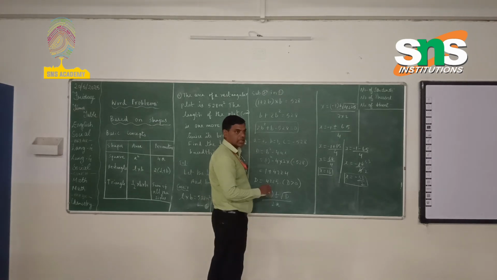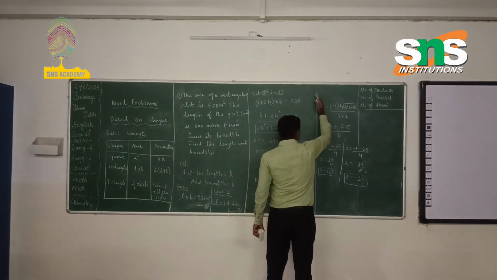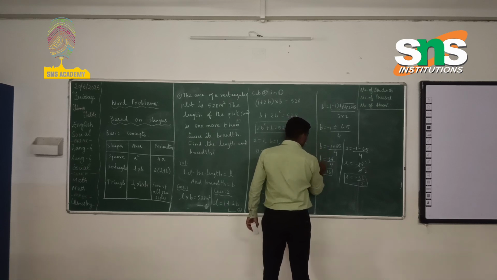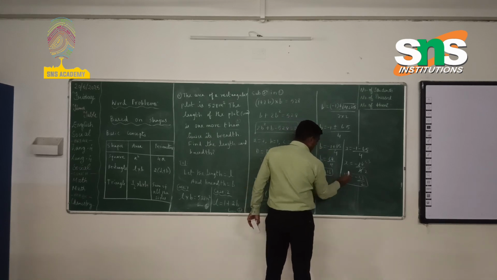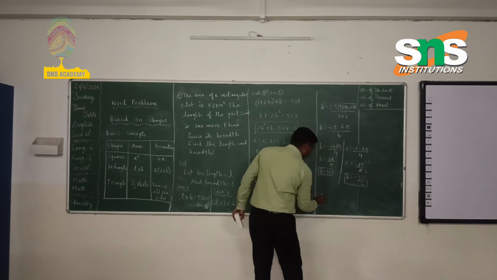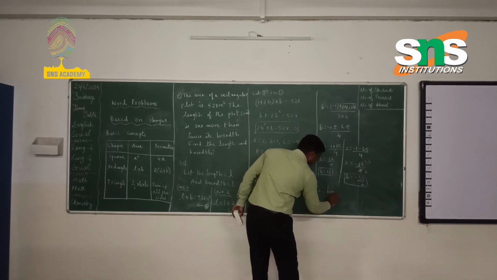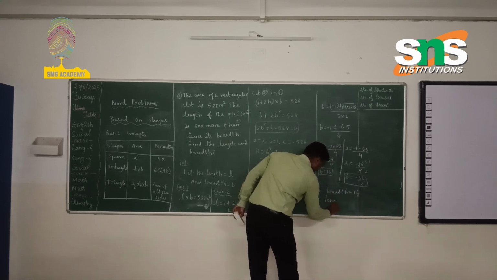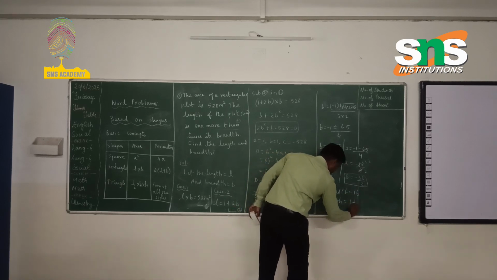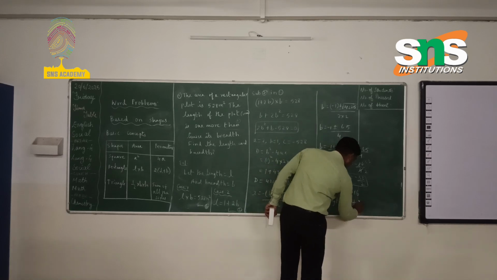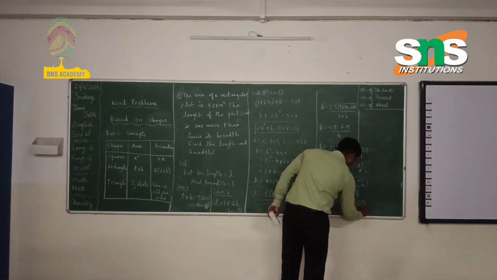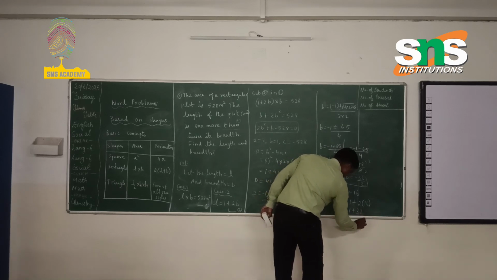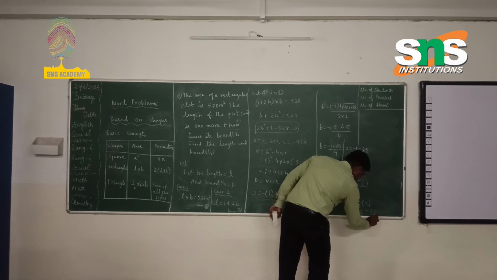We'll consider only the positive value. Sorry, here the variable is b, breadth. So breadth is 16. Therefore, breadth is equal to 16. Length is equal to, what are they saying? 1 more than twice the breadth. So 1 plus 2 into 16, which is 32. 32 plus 1 is 33 meters.